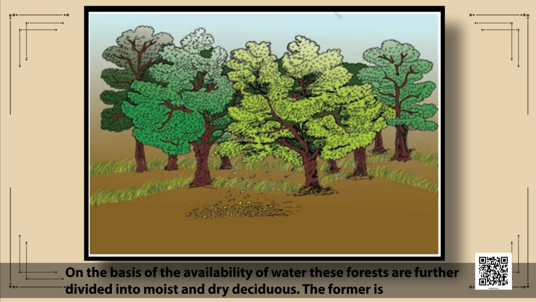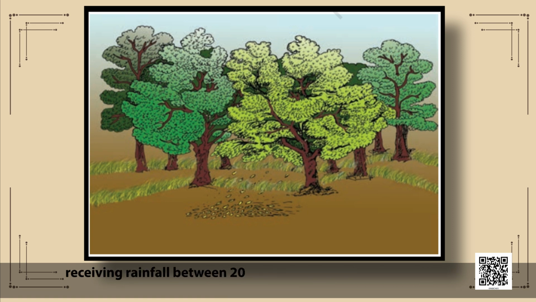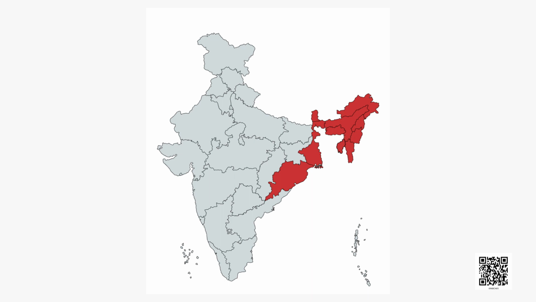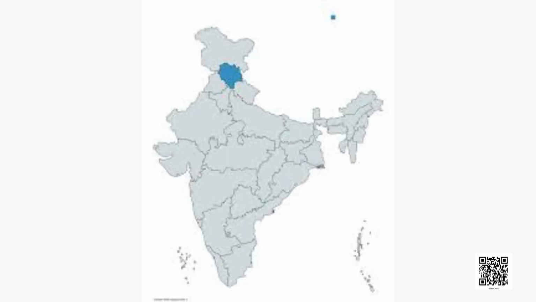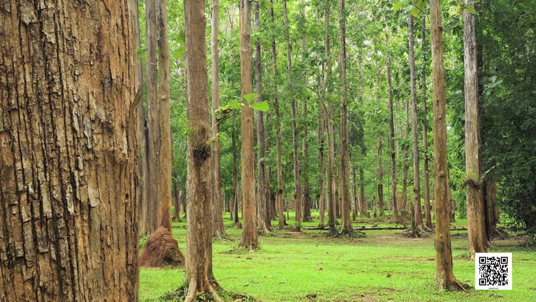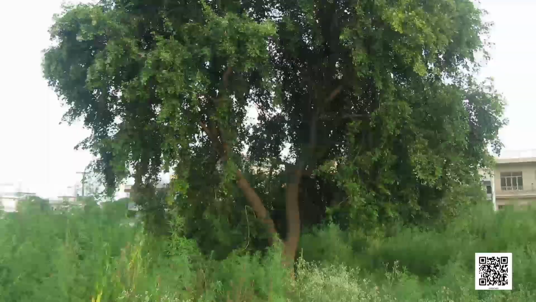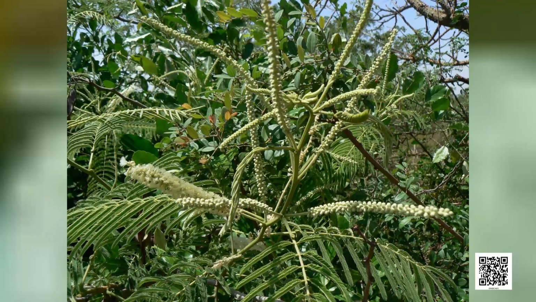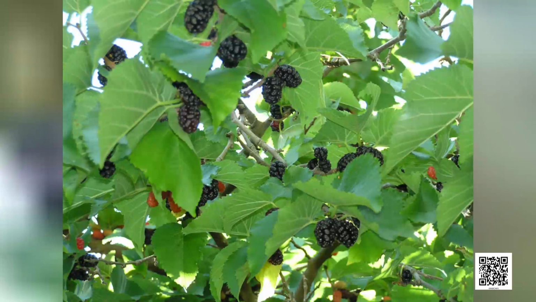The former is found in areas receiving rainfall between 200 and 100 centimeters. These forests exist, therefore, mostly in the eastern part of the country. Northeastern states along the foothills of the Himalayas, Jharkhand, West Odisha and on the eastern slopes of the Western Ghats. Teak is the most dominant species of this forest. Bamboos, sal, shisham, sandalwood, khair, kusum, arjun, mulberry are other commercially important species.